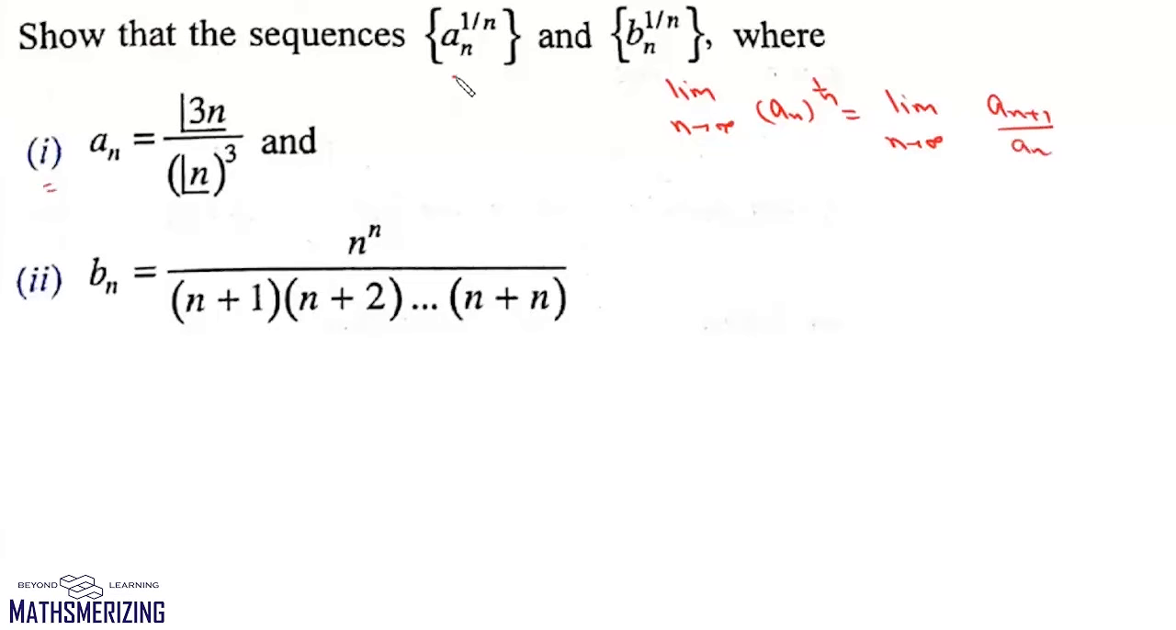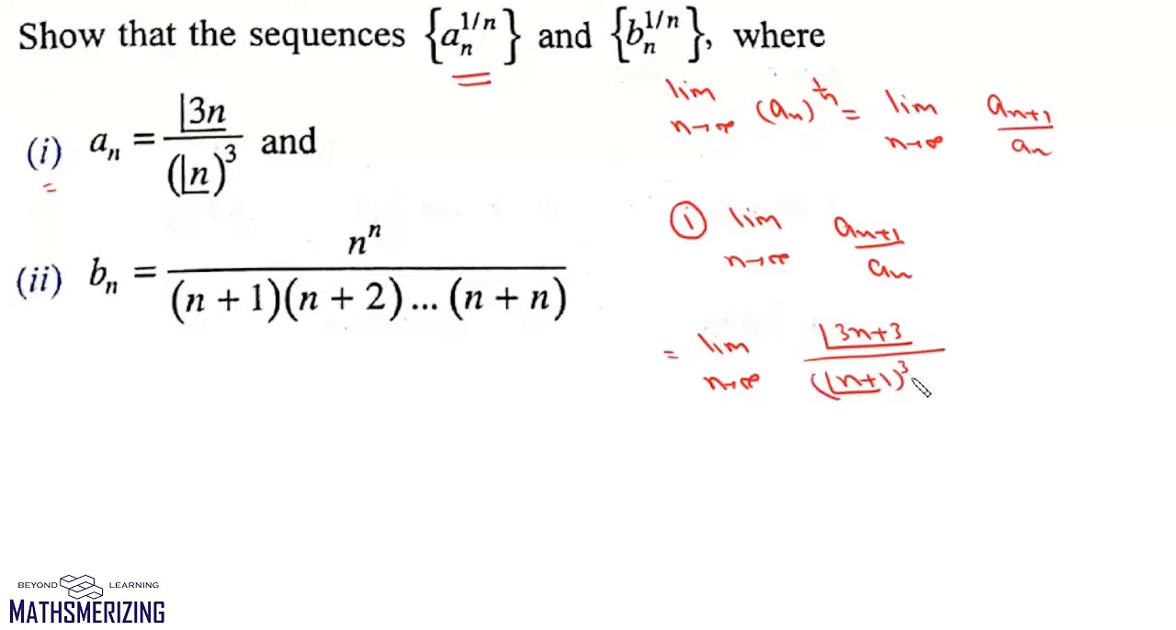So for this first one, if we have to calculate this limit will be equal to limit n tends to infinite an plus 1 upon an. Now what's an plus 1? An plus 1 will be factorial 3n plus 3 upon factorial n plus 1 cube, upon an, and an is factorial 3n upon factorial n cube. Now we can write this as limit n tends to infinite, now it will be 3n plus 3 into 3n plus 2, 3n plus 1. Now factorial 3n will cancel, upon n plus 1 whole cube.